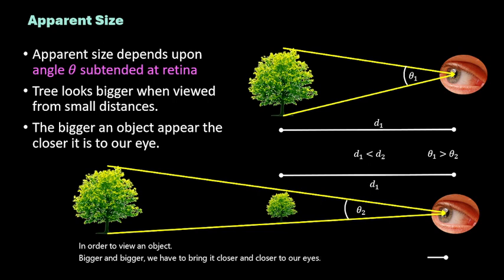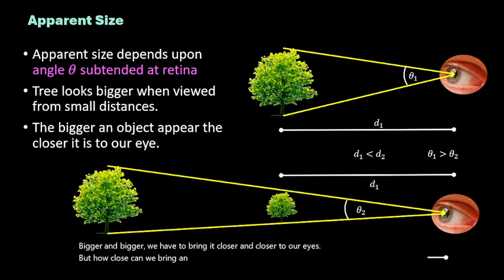But how close can we bring an object to our eyes? There is some limit. If an object is too close to our eyes, it appears blurred, not clear. Sometimes we have to strain our eyes in order to see the object clearly.